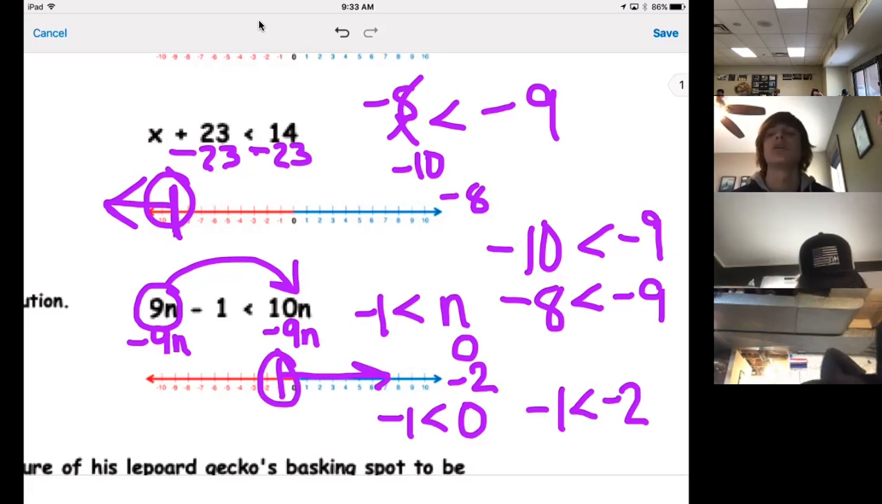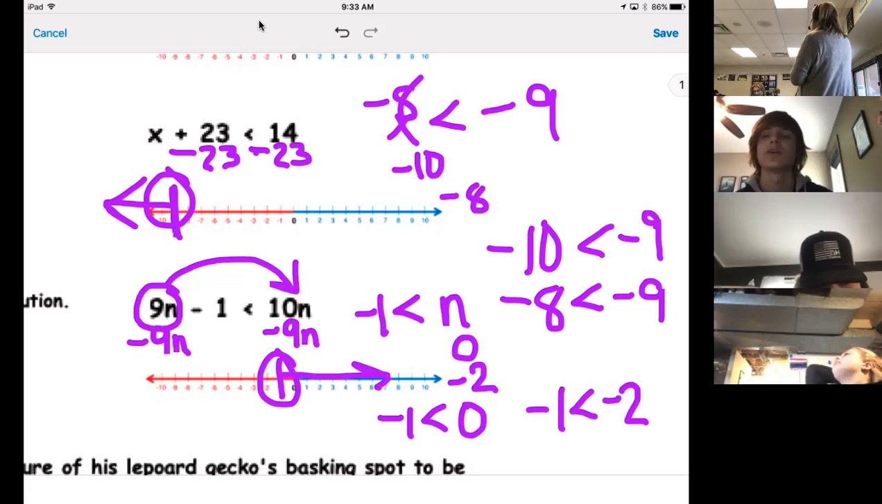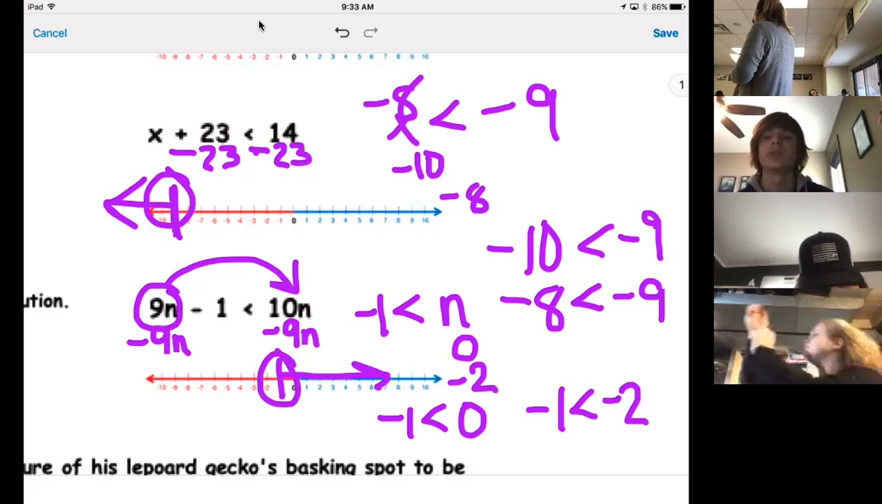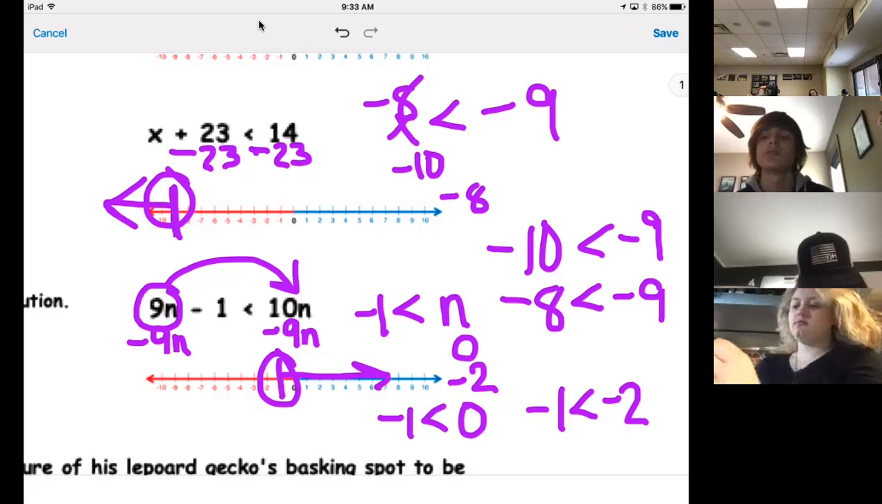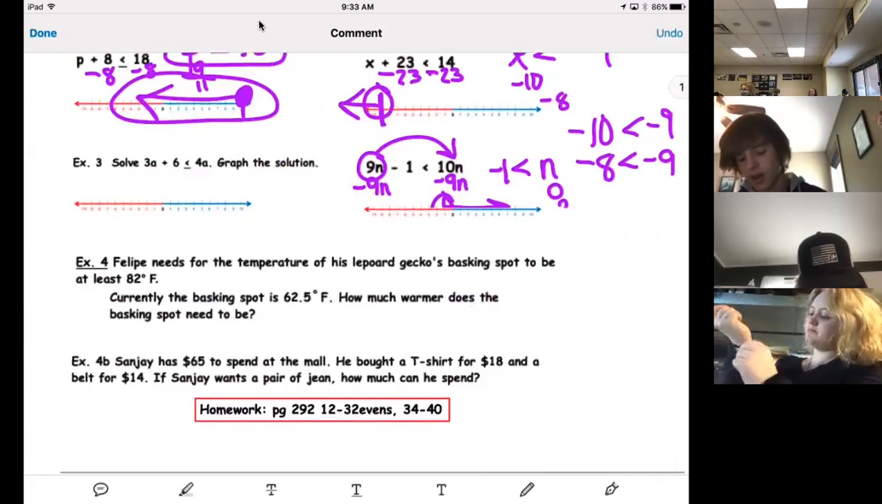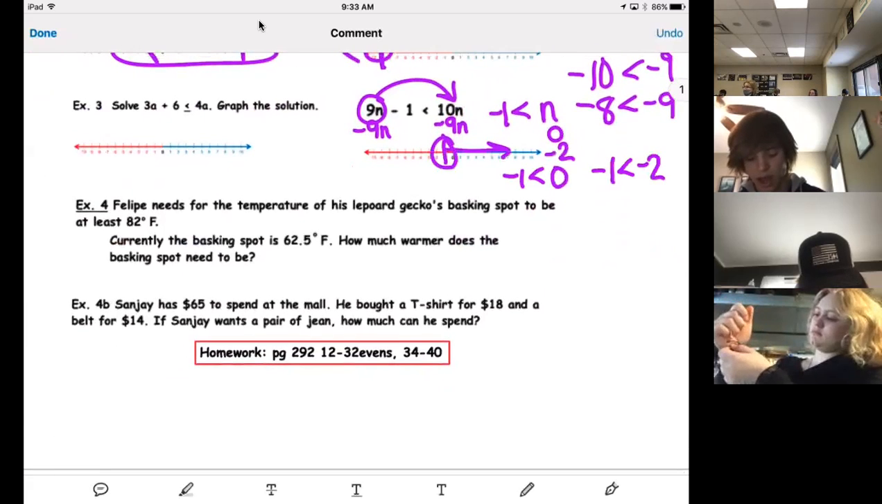Okay, so you guys, when you have variables on both sides, you want to get the variable to one side. Please take the smaller of the variables over to the larger of the variables, because I haven't taught you what to do if you go the other way yet. Not until tomorrow. Okay, so let's go to our word problems, and then we're done.